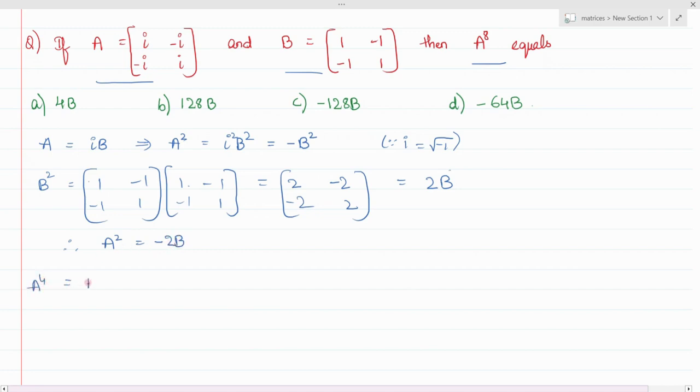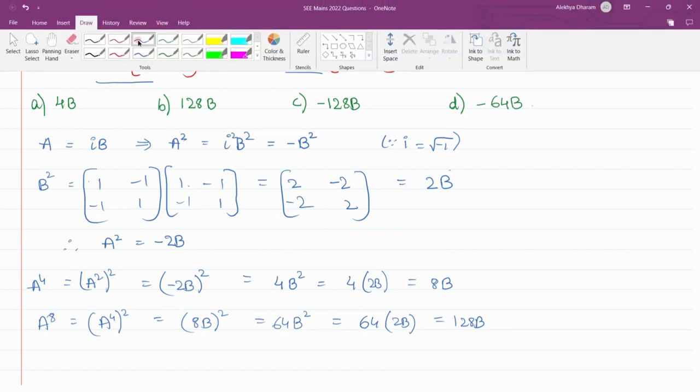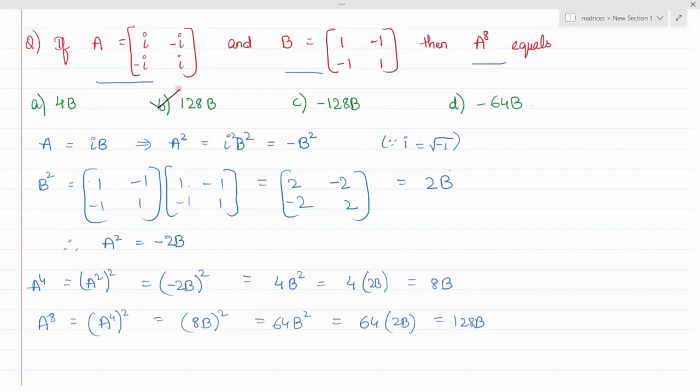So A power 4 becomes A square whole square, which is nothing but minus 2B whole square, which is 4B square. Again, B square is nothing but 2B, right? So 8B. Now A power 8 is A power 4 whole square, which is 8B whole square, 64B square. Again, B square is nothing but 2B. 64 into 2B, that is 128B. So option B is the required answer to this question.